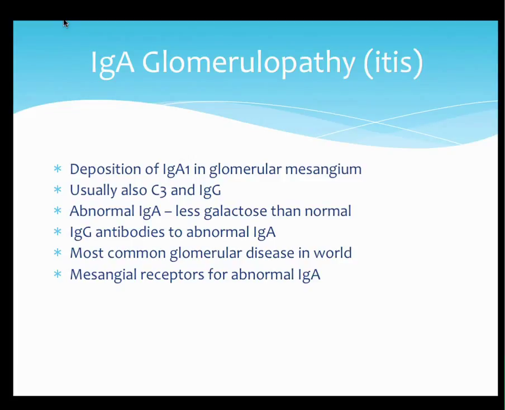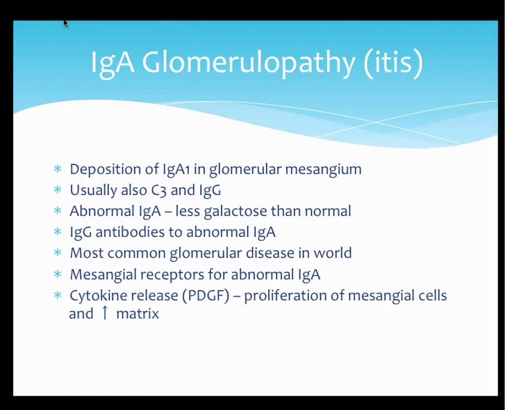There are receptors in the mesangial areas that can bind to this abnormal IgA, so not only is it a circulating immune complex disease, but it also results in abnormal IgA being deposited in the mesangium without there being any IgG in the complex. This deposition of IgA in the mesangium results in a cytokine release from a number of different sources. In particular, the platelet-derived growth factor that is released results in proliferation of mesangial cells and increase in mesangial matrix.